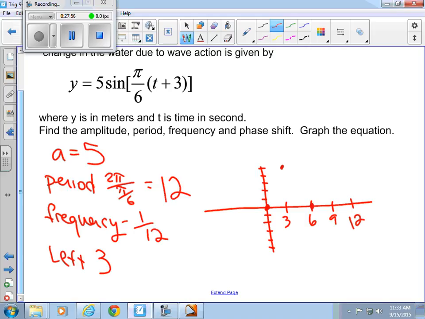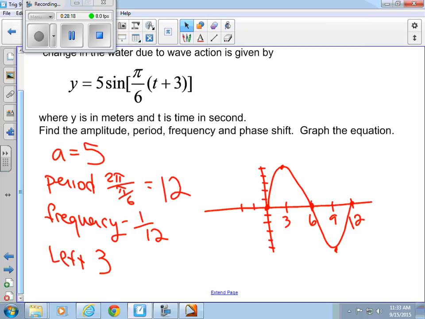So I'm going to pick it up and move it left 3, which is 1 tick mark. Is everyone okay with how I know it's 1 tick mark? So the graph is in.